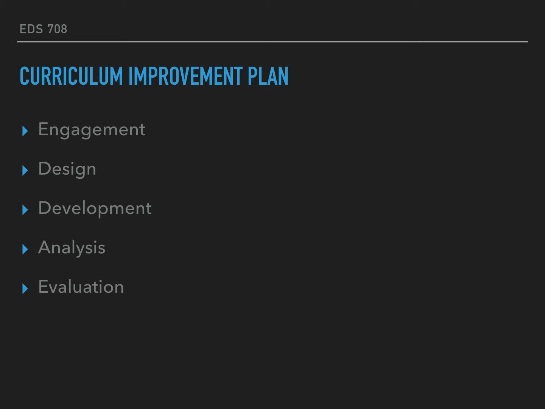This includes data analysis as the 4th step. This part of the presentation will look at the specific data points that were used in creating this plan. And finally, the evaluation of the plan. How will it be evaluated? What all tools and assessment techniques will be used in evaluating this curriculum improvement plan? Let's get started.